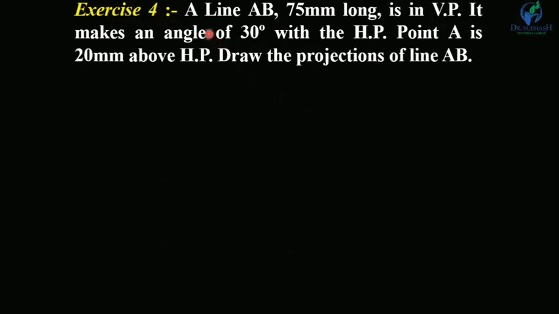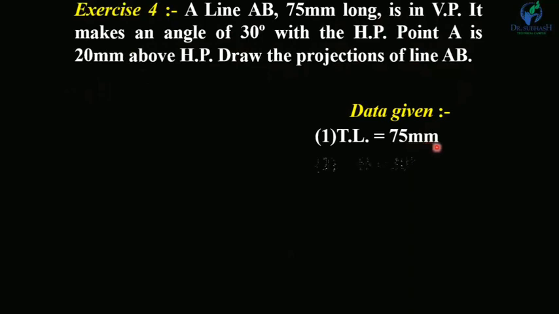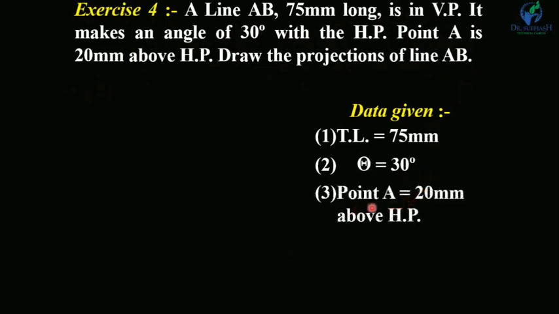Now let us understand by one example. A line AB 75 mm long is in VP. It makes an angle of 30 degree with the HP. Point A is 20 mm above HP. Draw the projections of line AB. First of all, given data: true length is equal to 75 mm. Theta, inclination of line with HP, is equal to 30 degree. And position of point A, 20 mm above HP. Line AB is in VP.